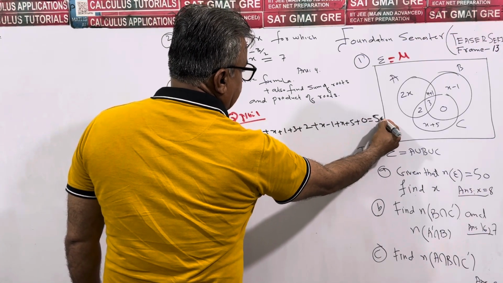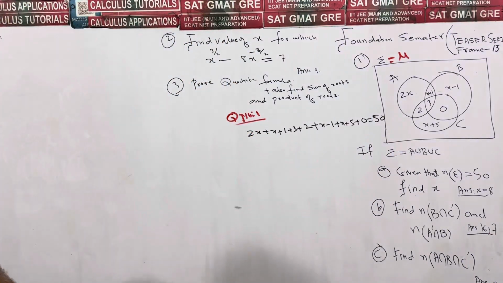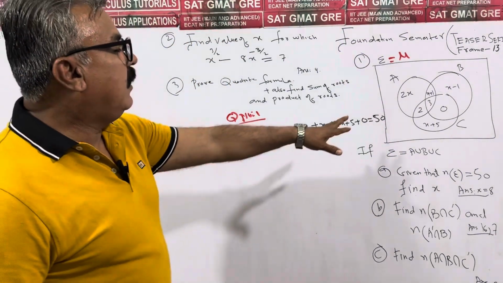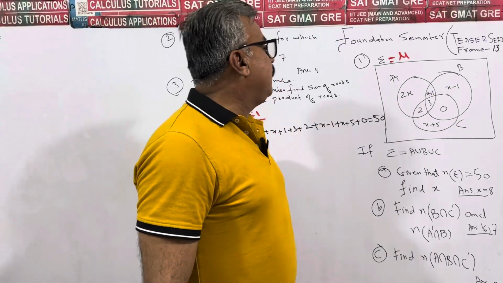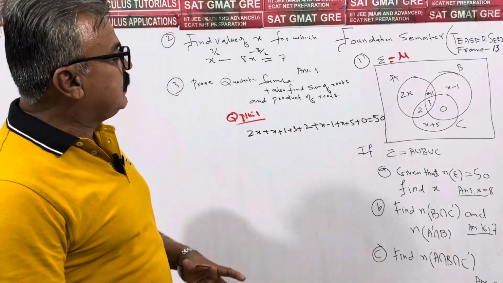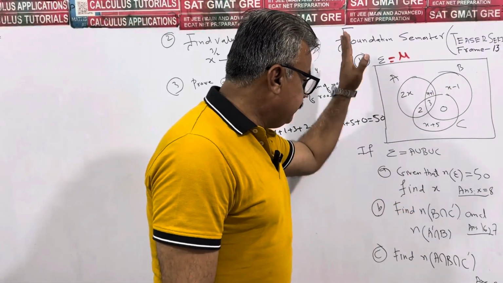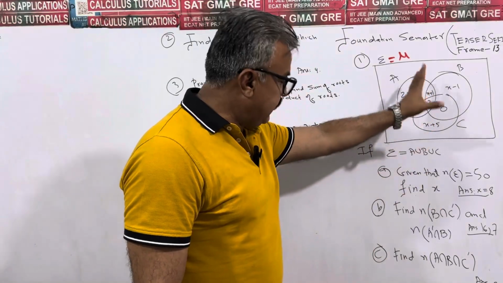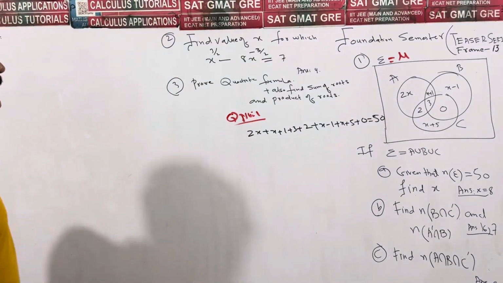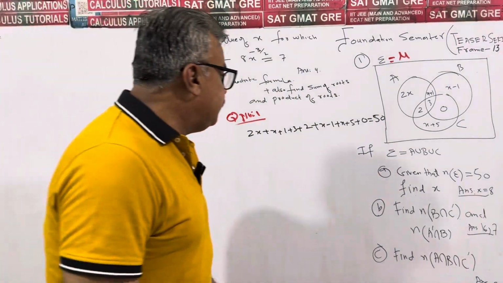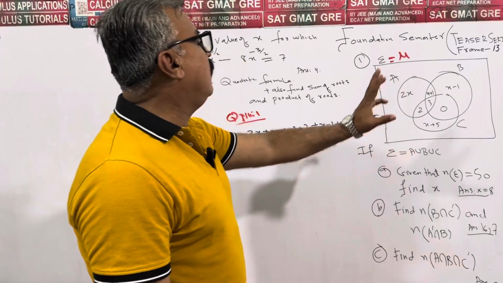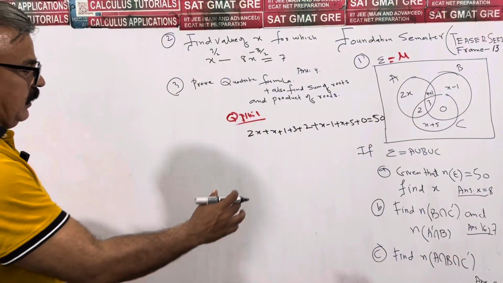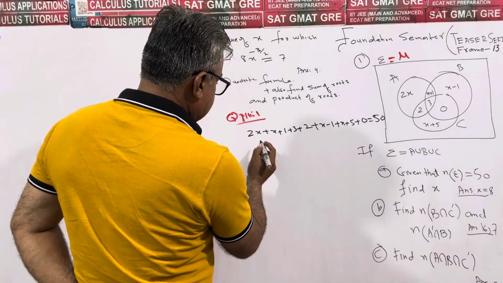This is equal to 50. It is given to us that all the elements of A, B, and C have cardinality, the number of elements, totaling 50. The universal set has 50 elements. All lie in A, B, and C: either in A, or in B, or in C, or in A and B, or in B and C, or in A and C, or in all three A, B, and C. Okay, cool. Here, solve for x.